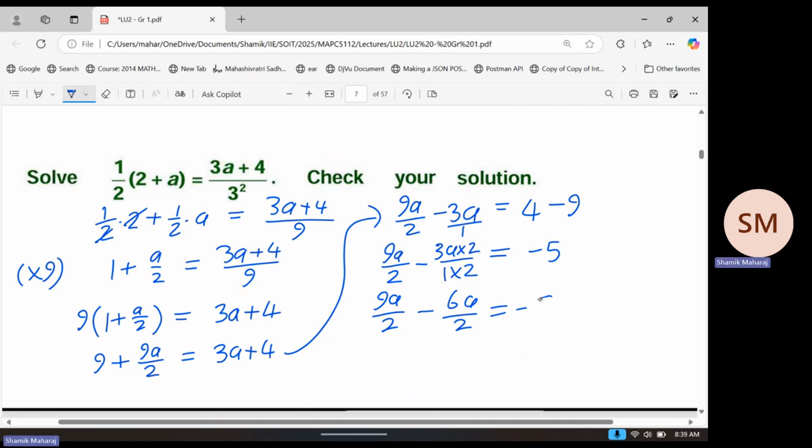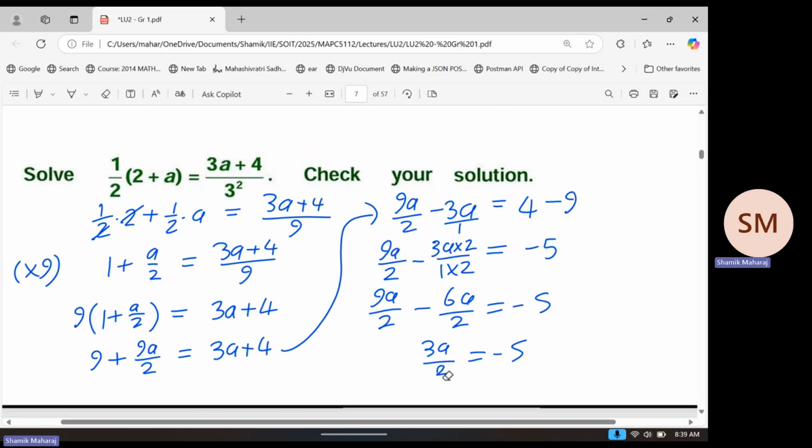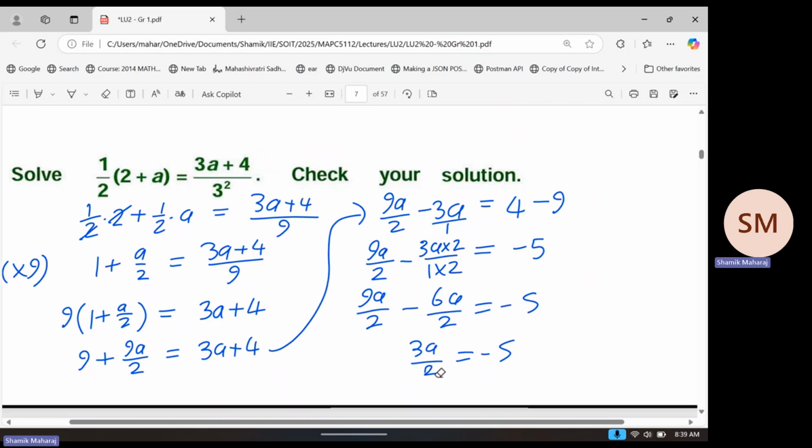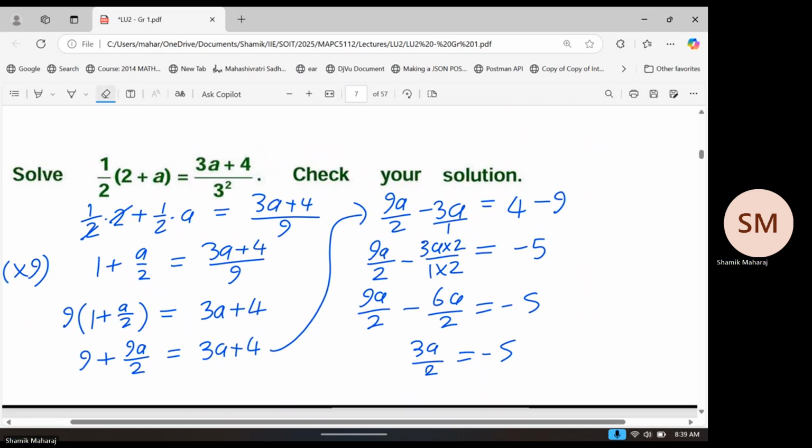Okay, -5. So now the top is just a simple case of 9 minus 6. The a there is still, of course, there. 9 minus 6 will just give us 3a/2. And here we still have a -5. Let's write that 2 a bit better. Okay, 2. Now, do you guys have any idea what to do from here?